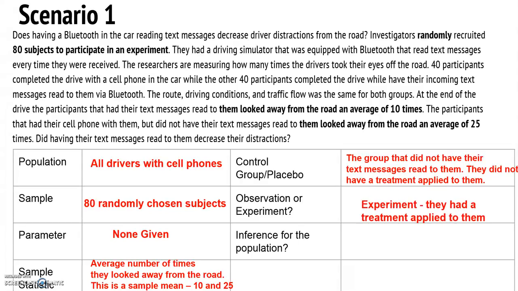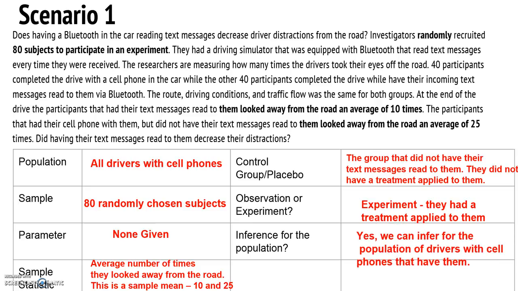Was this an observation or an experiment? This was an experiment because we applied the treatment to them. We put them into groups of either having their text messages read to them or not. And the question is, can we make an inference for the population? Well, our population was all drivers with cell phones. So in this case, we can make an inference for the population of drivers with cell phones because the subjects were randomly chosen. Since they were randomly chosen, that means that my sample is going to be a good mini population. If I have a good mini population, I can make inference or conclusions about the population.